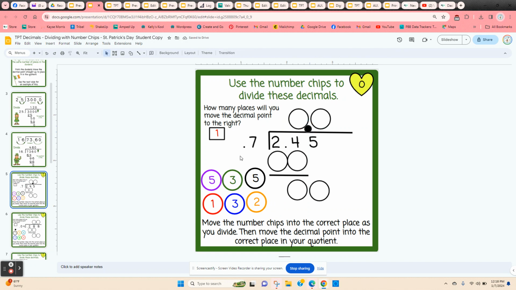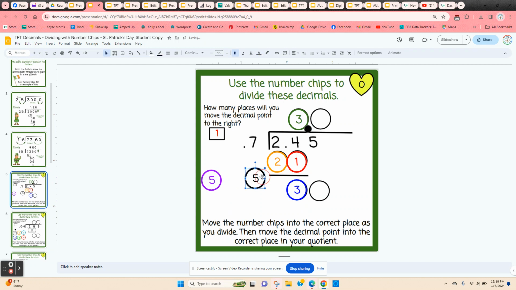So it's a movable decimal point, movable numbers. So 7 goes into 24 3 times. So you click and hold on the edge of the 3, same way we did with the decimal point, click and hold. 7 times 3 is 21, so we're going to move the 2 and the 1. We're going to subtract, bring down the 5, and then 7 goes into 35 evenly 5 times. So our answer, moving the decimal point one place to the right, would be 3 5/10.